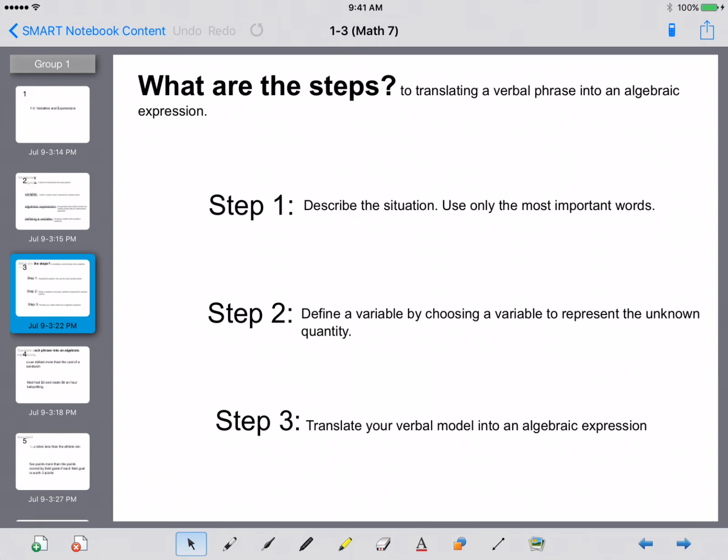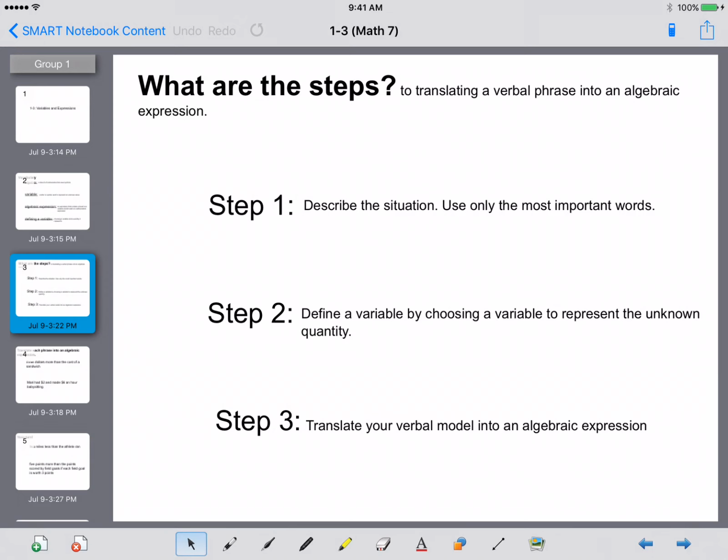So we want to know what are the steps to translating a verbal phrase into an algebraic expression. Our first step is to describe the situation using only the most important words, so kind of making that verbal expression. Step 2, we want to define a variable by choosing a variable to represent the unknown quantity.